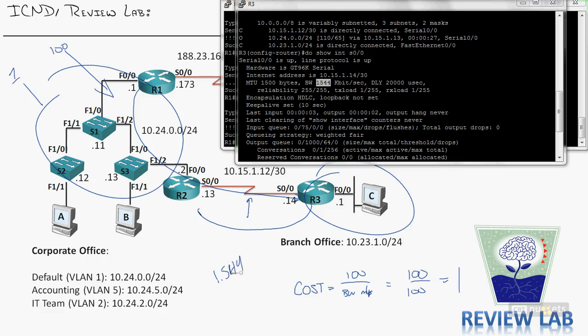1.544, which, does anyone know what kind of connection that is? Yes, you, sir? T1, you got it. That is a T1 line that router 3 believes this to be.